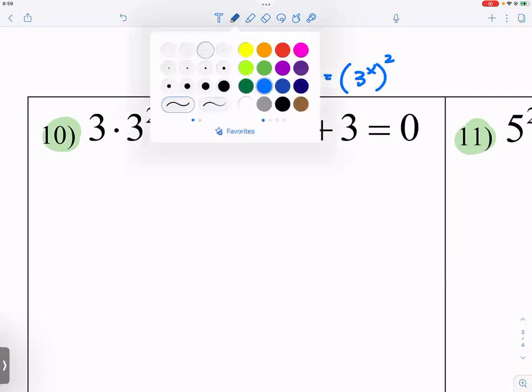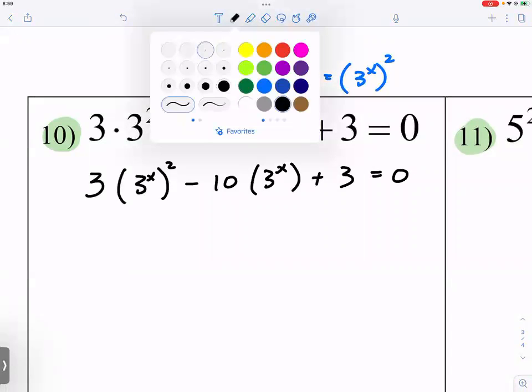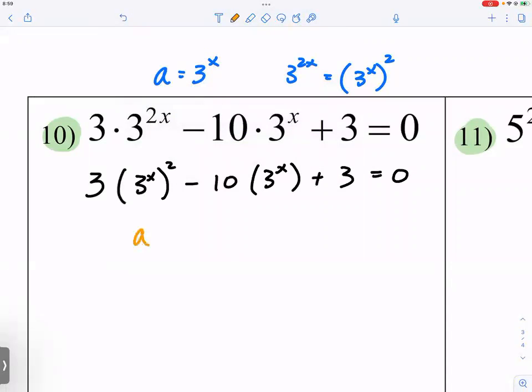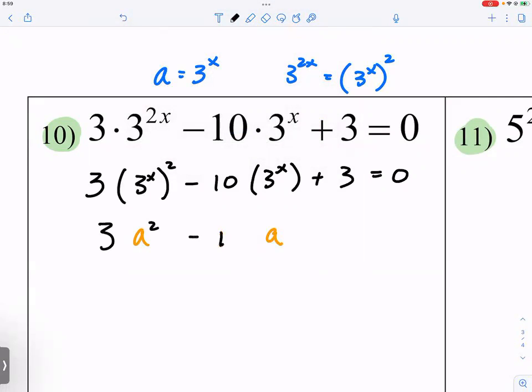So now, in this case, I'm going to do it very slowly so you can see what's happening. The first thing that I'm doing here is that 3 to 2x is the same thing as 3 to the x and then square. And the reason why I wrote down 3 to the x by itself is because that's what we are going to substitute. And then we are going to factor this.